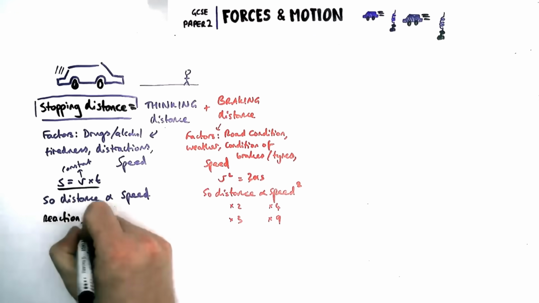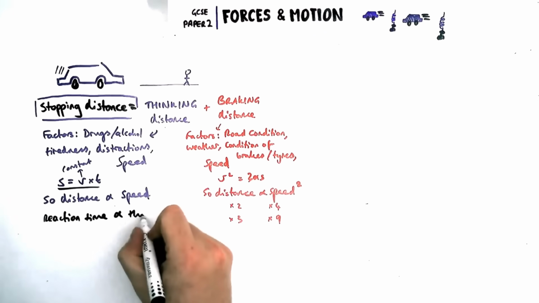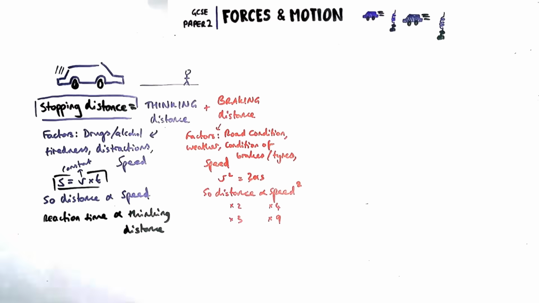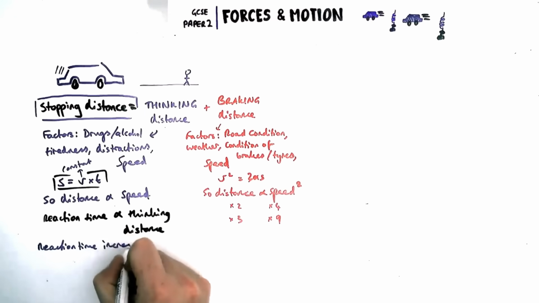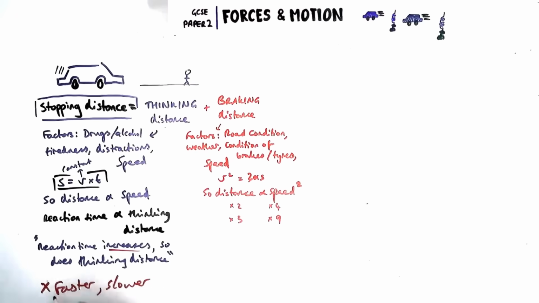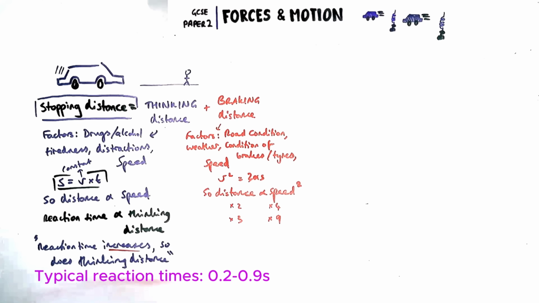Going back to reaction time, exam questions love asking about this. If you're asked how does reaction time or how does something affect the stopping distance, you'd say reaction time increases, so therefore thinking distance increases. Please don't say things like the distance gets faster or slower, or the time gets faster or slower. That terminology only applies to things that have a speed. Time is indicated by it increasing or decreasing, so don't fall into that trap because it's not correct to say that.